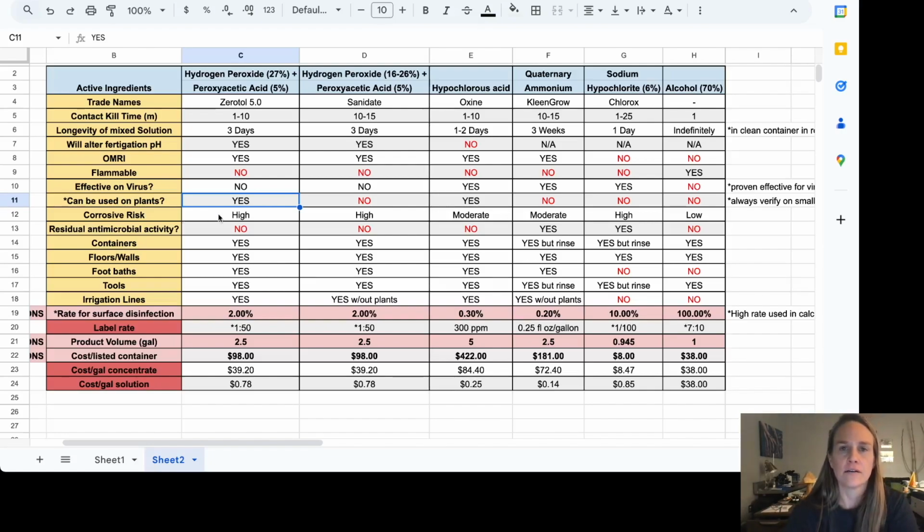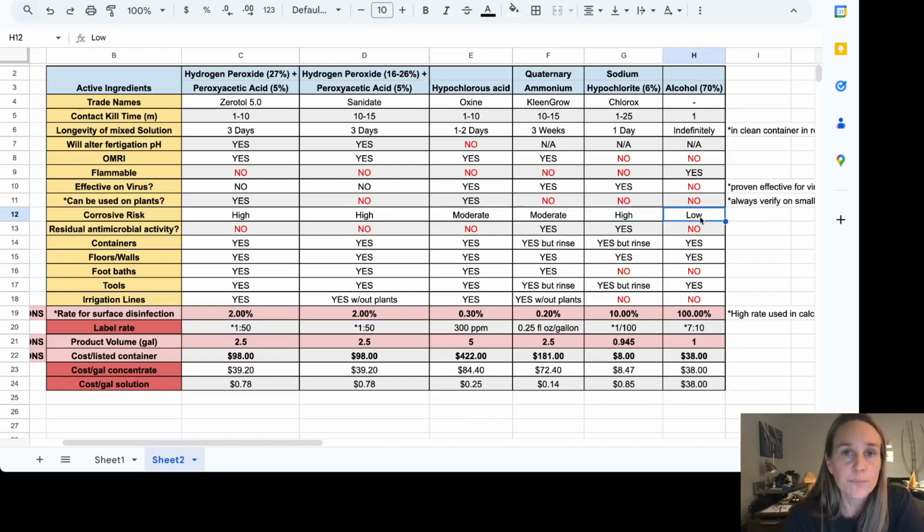Corrosive risk. Now this is what you want to know for spraying your metal benches. And I put this from low to high because sadly none of them are just no. There's going to be some sort of corrosive effect depending on how long you leave the solution, at what rate you use the solution. But what we can know is the probability and make the wisest decision from there. So xylitol and Sanidate, they're high corrosive risk. Hypochlorous acid is moderate. Quinary ammonium is moderate. Sodium hypochlorite is very high and alcohol is low.